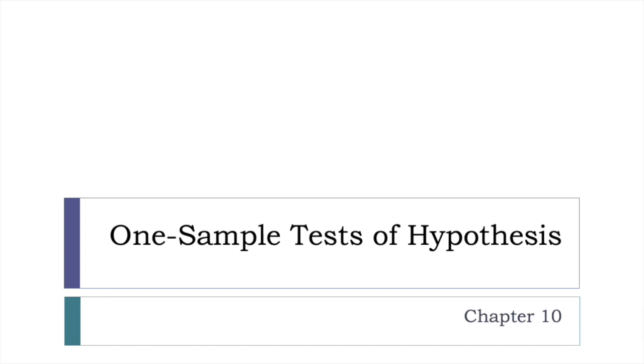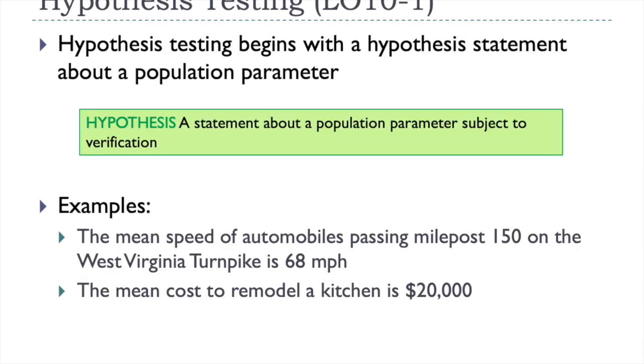And I'm going to go kind of quickly through the first few slides because it's more like definitions and outlining the steps, and then I'll spend some more time doing some examples here. So just definitions here. Hypothesis testing begins with the hypothesis statement. So it's a statement about some parameter of our population. So maybe the mean speed of automobiles on the turnpike is 68 miles per hour, or the mean cost to remodel a kitchen in Florida is $20,000. And so again, we're going to use this hypothesis testing to see what we can say about this.